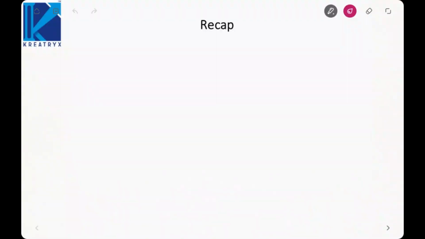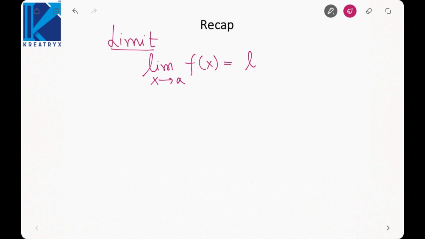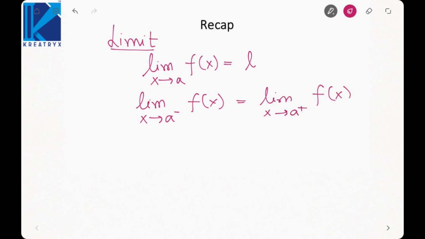Hi guys, up to now we have been dealing with the concepts of limit and continuity of a function. I told you how we define a limit. Basically, the limit of f(x) as x tends to a is equal to a finite value. For the limit to exist, there are two limits defined. One is called the left hand limit, the other is called the right hand limit. If both are equal, that is, the left hand limit as x tends to a minus equals the right hand limit as x tends to a plus of f(x), then the limit will exist.